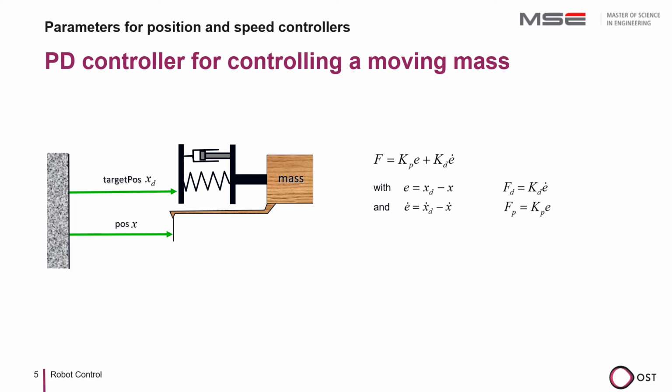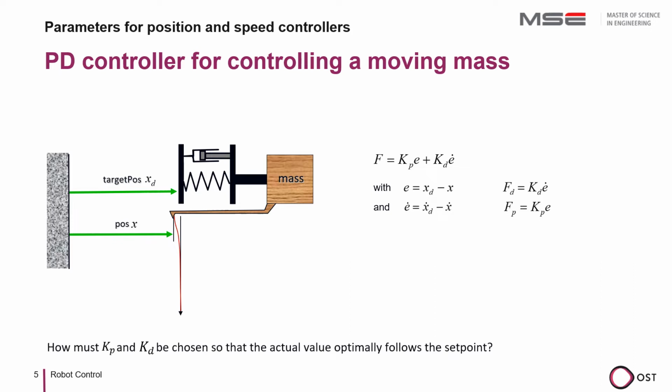Due to the force, the system makes a movement. If Kd, the damping constant, is zero, the mass oscillates sinusoidally around the set point value. If the damping constant is greater than zero, the mass oscillates but is viscously damped and reaches the set point after several oscillations. When the damping constant is equal to the critical damping, the mass reaches the set point without overshoot. The question now arises, how must Kp and Kd be chosen so that the actual value optimally follows the set point?